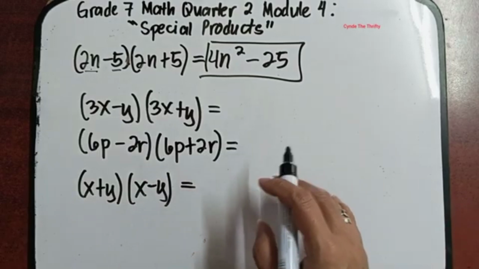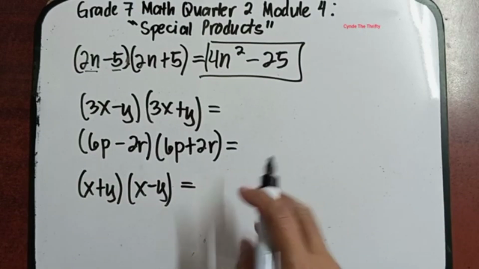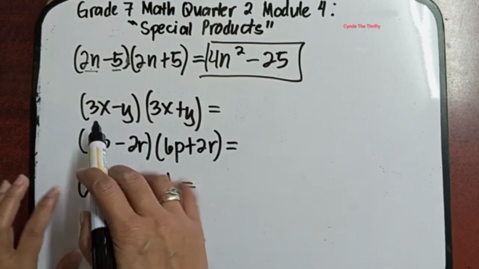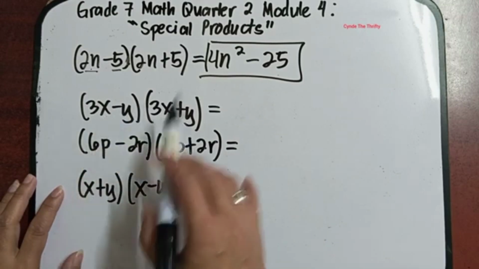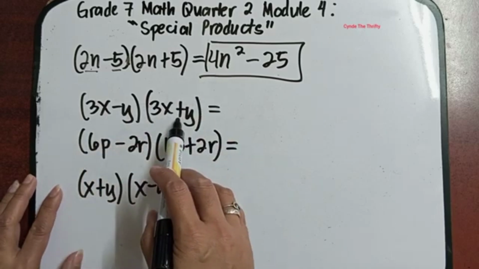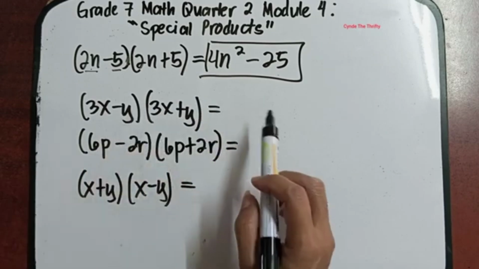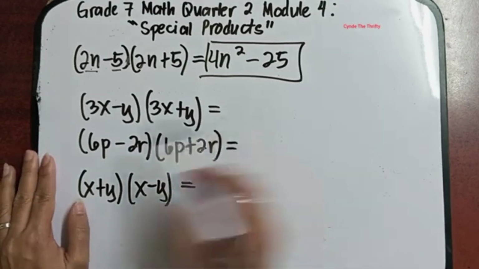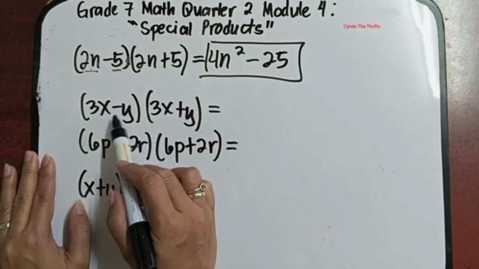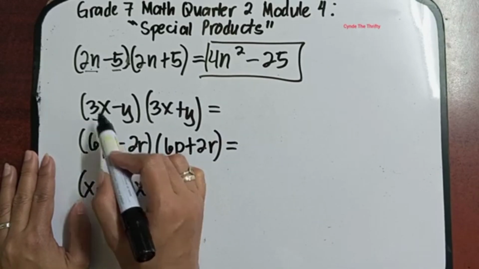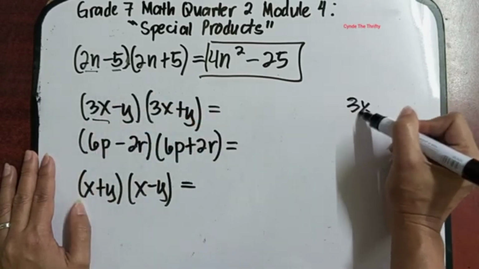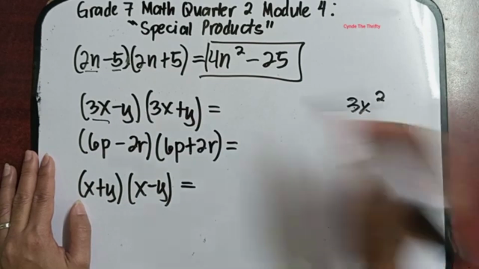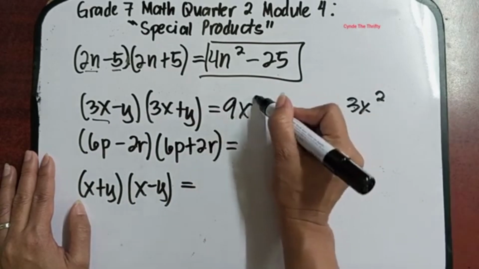Another example tayo para mas maintindihan talaga natin ang ating product of the sum and difference of two terms. Okay, so 3x minus y and 3x plus y. So, nakita nyo, difference and sum siya ng two terms. So, ngayon, ang gagawin natin, ano yung ating formula? A squared minus b squared. So, ibig sabihin, ang first term natin is a square natin. So, ang first term natin is 3x. So, 3x squared. So, 3x squared is 3 times 3 tapos x squared. So, 3 times 3 is equal to 9x squared.